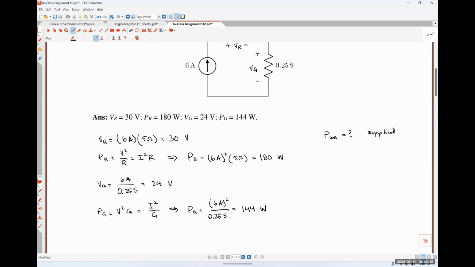180 watts. I disagree. Tellegen's theorem tells us that the sum of the powers absorbed has to be equal to the sum of the power supplied. So I think it's 180 plus 144, which to me is 324 watts.